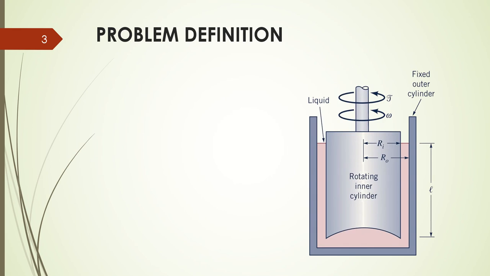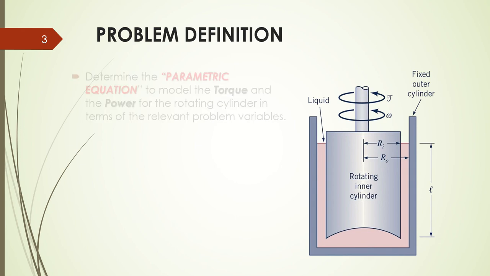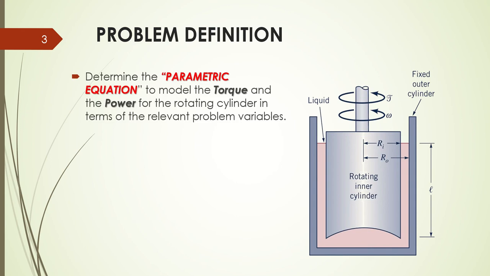The purpose of this lecture is to provide a demonstration of parametric thinking for the defined problem. We want to determine the parametric equation to model the torque and power for the rotating cylinder in terms of the relevant problem variables. As you can see, we have a cylinder that is rotating within an outer tank. There is a liquid in between the fixed outer tank and the rotating cylinder.